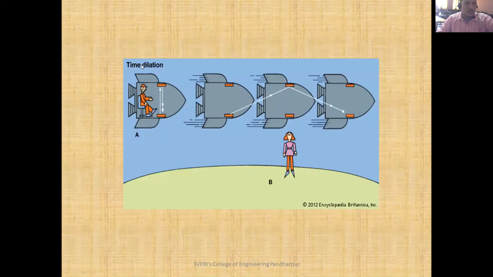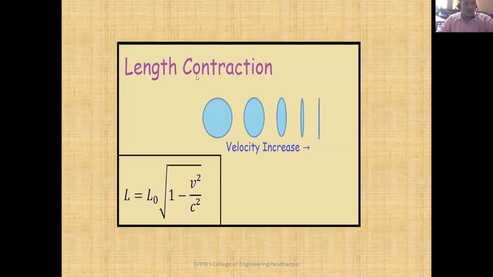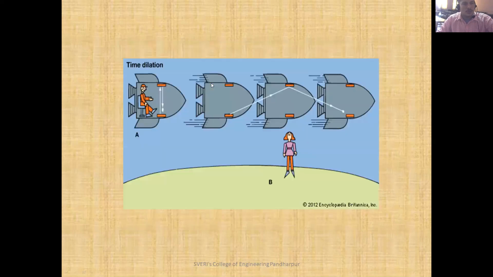Next is time dilation. You know that contraction means to shrink or to shorten. Now the next word is dilation. To dilate means to spread or to lengthen. So time dilates means time gets lengthened. That also we have to check in detail afterwards.